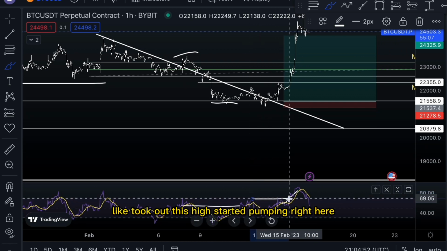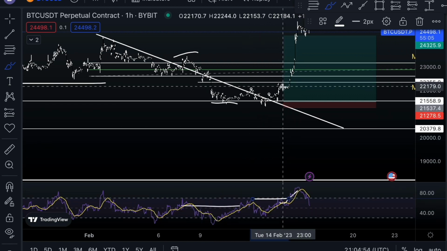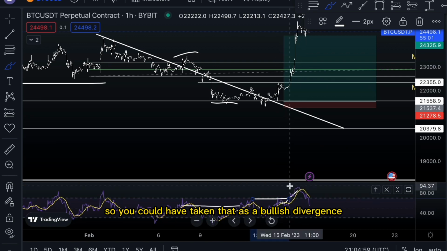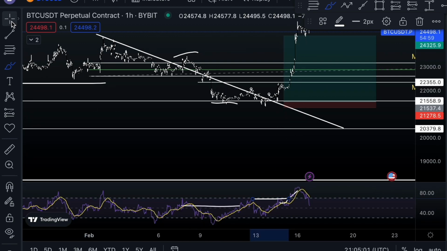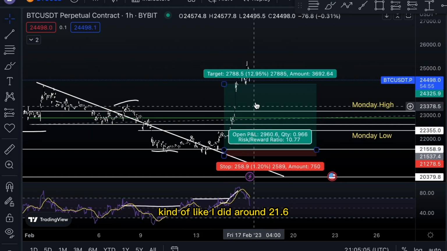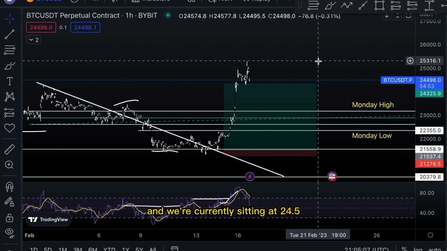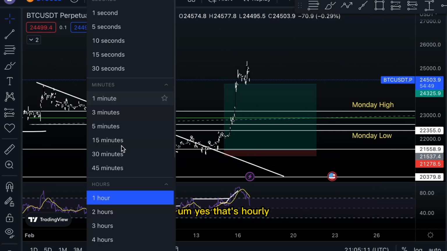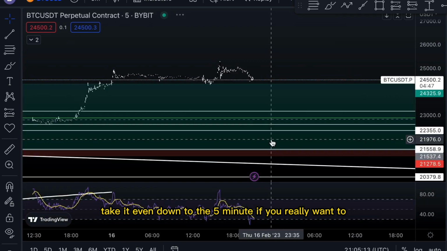Like, it took out this high, started pumping right here, and that was when we were still at like 22K. So you could have taken that as a bullish divergence and gone long, kind of like I did, around 21.6, and we're currently sitting at 24.5. Yes, that's hourly. You can take it even down to the 5-minute if you really want to.